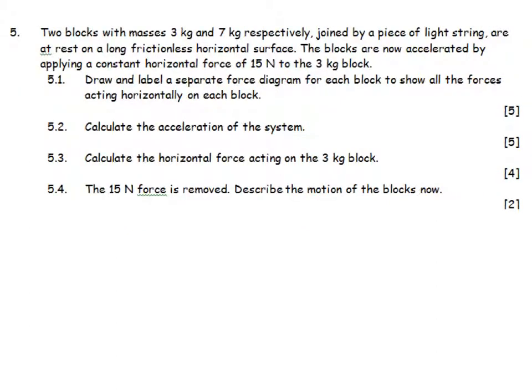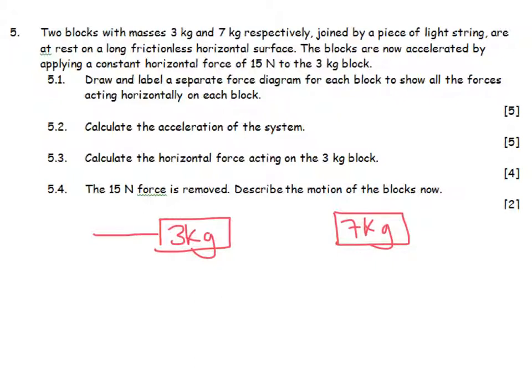Two blocks with masses of 3 kilograms and 7 kilograms respectively are joined by a piece of light string. So we have to draw each of those. We've got a 3 kilogram, we've got a 7 kilogram. The 3 kilogram has a horizontal force of 15 newtons. They're connected. There's obviously tension there and tension there.